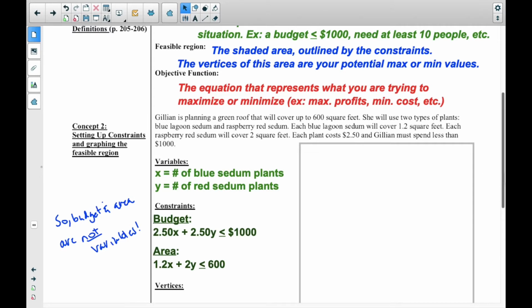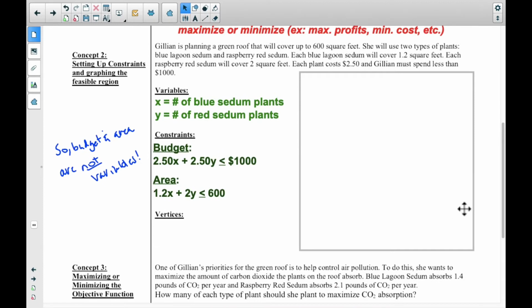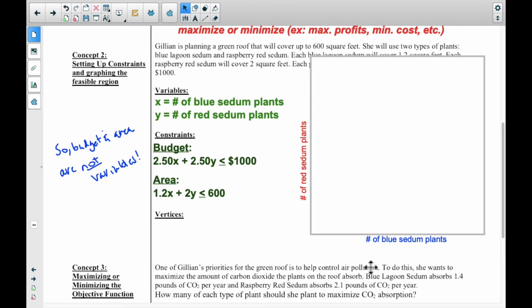But now that we know the variables and we know the constraints, now we can start to put our graph together. And so we're going to put the number of blue sedum plants on the x-axis, the number of red sedum plants on the y-axis. So here we go with that. We need to decide what we are going to count by and how high we are going to count. This graph that I have here on your paper has 10 dark lines and then the midline in between each one, and 10 dark lines going this way. These two are in standard form. We have talked about standard form and how to graph using standard form.